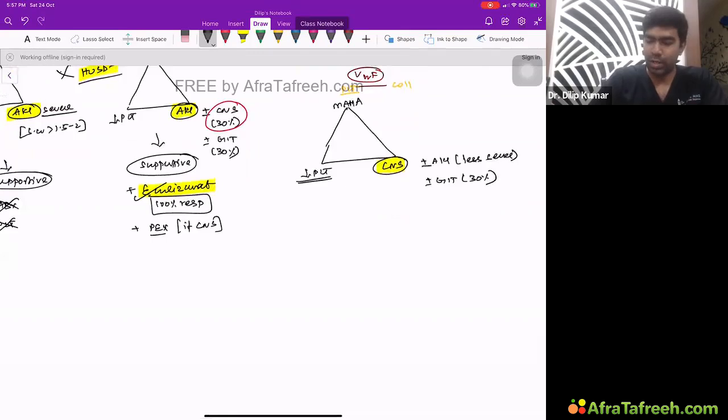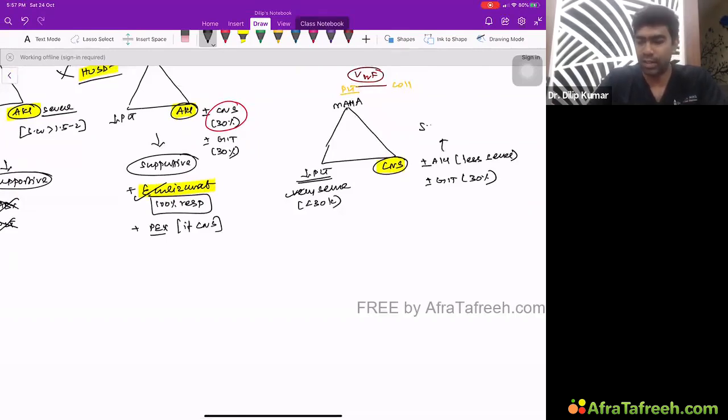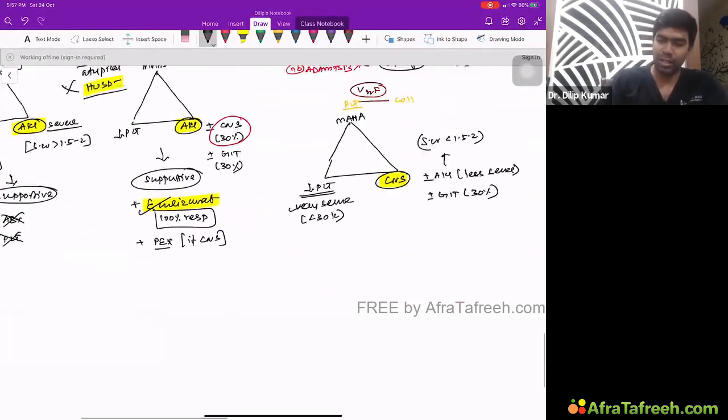But here the low platelets will be very severe. Because of severe trapping, the platelet count will be less than 30,000. But AKI will be less severe, usually serum creatinine less than 1.5 to 2. Serum creatinine will not be elevated that much, even if there is an AKI. Usually, I'm not telling always, usually this will be the case. But nevertheless, it's very difficult to differentiate between these causes.